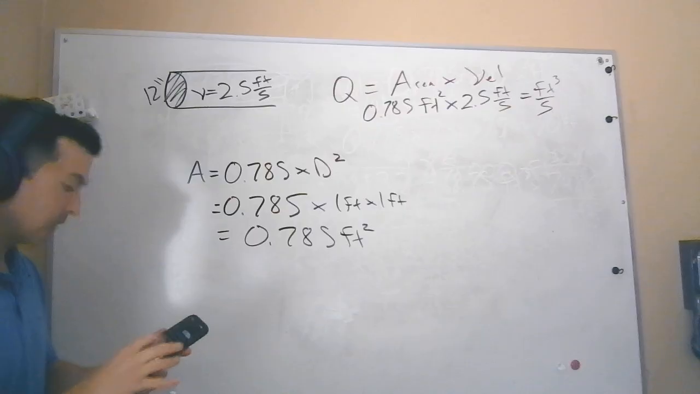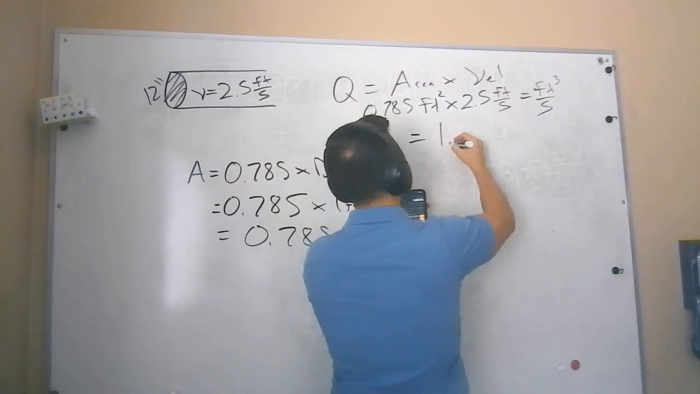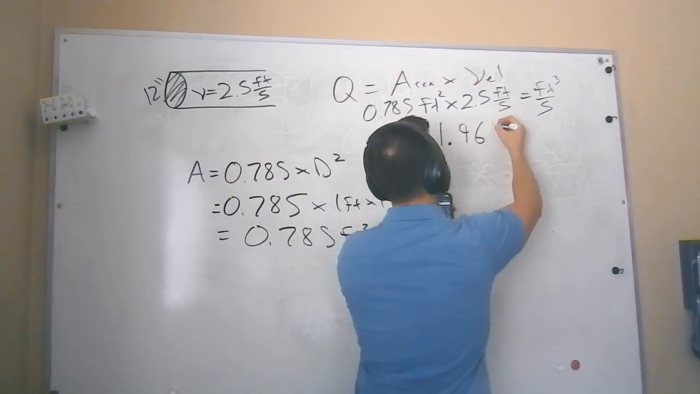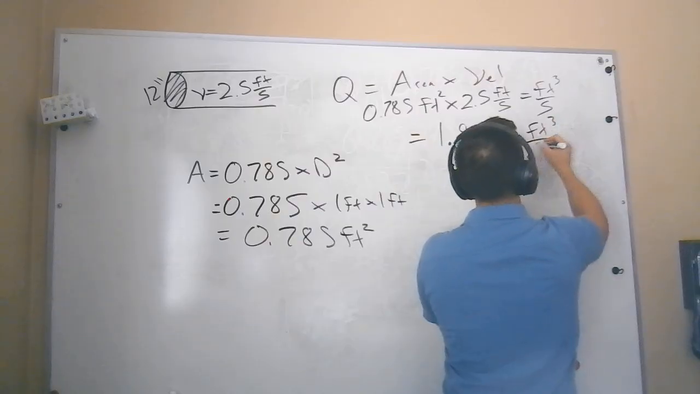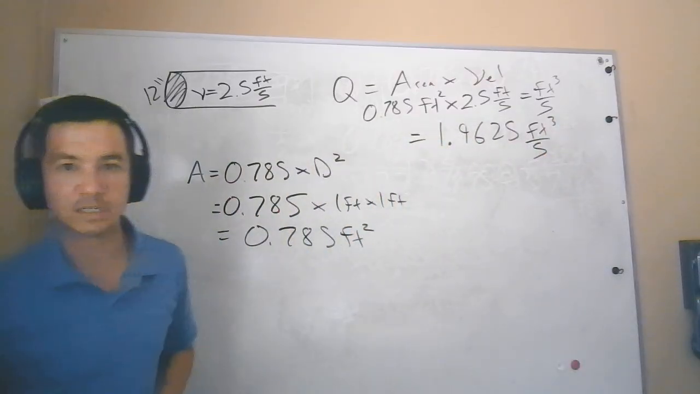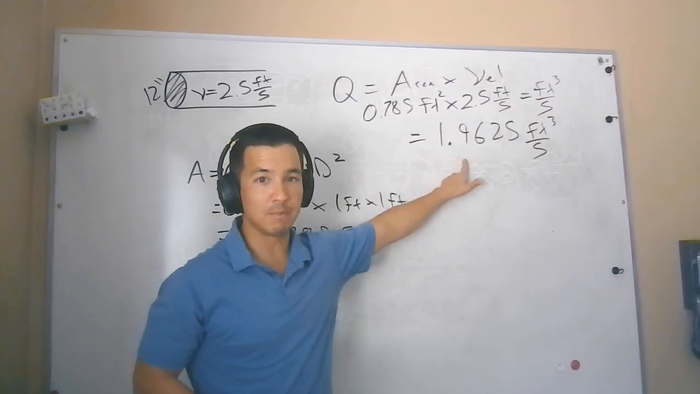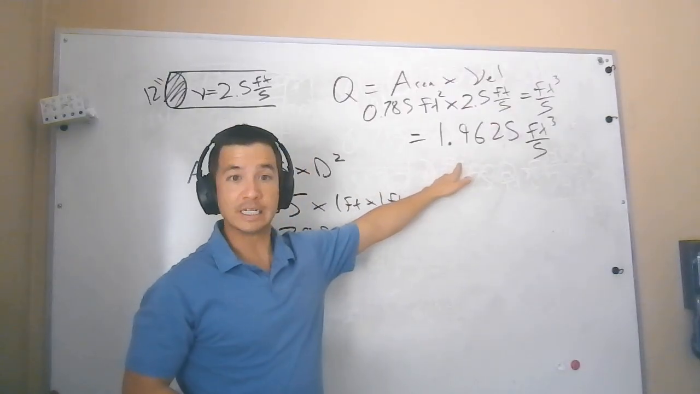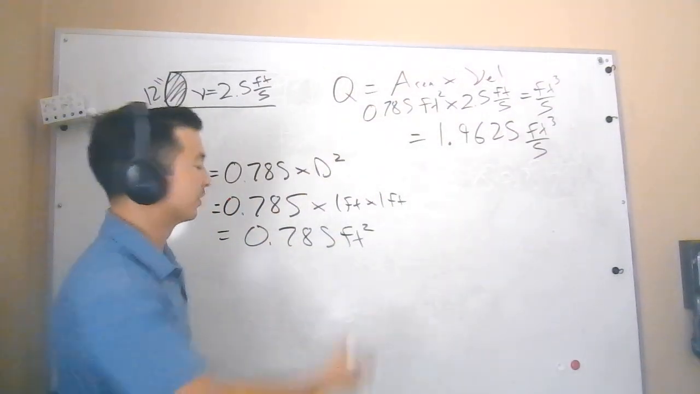Now all we need is our handy dandy calculator, 0.785 times 2.5 is going to give me a flow of 1.9625 cubic feet per second. Now pay attention to those units. We might be asked to calculate the flow rate in CFS. Great, this is where we stop. Oftentimes we're asked to calculate it in GPM. So really pay attention to those units because now we've got to convert.